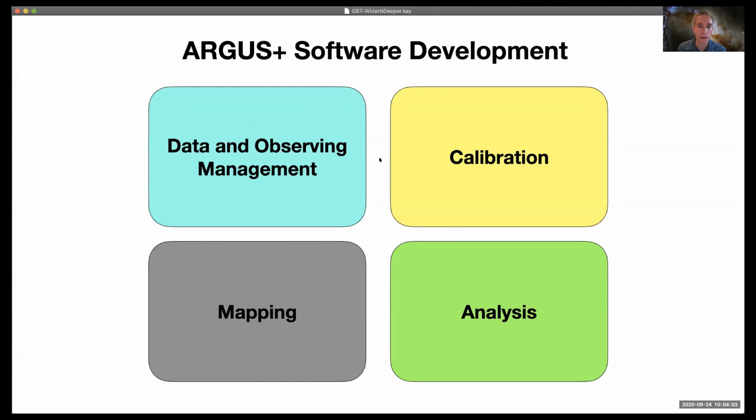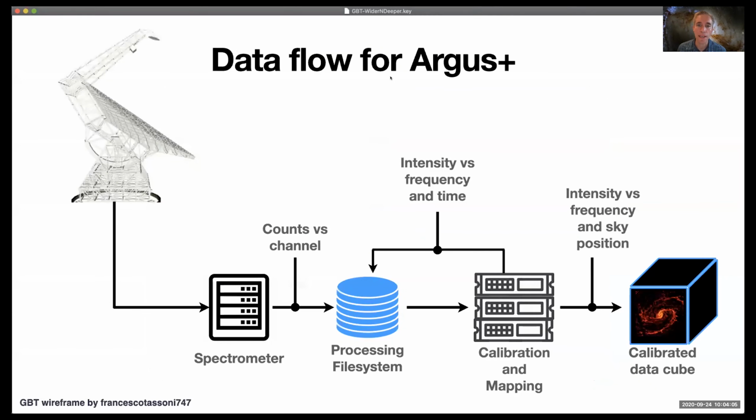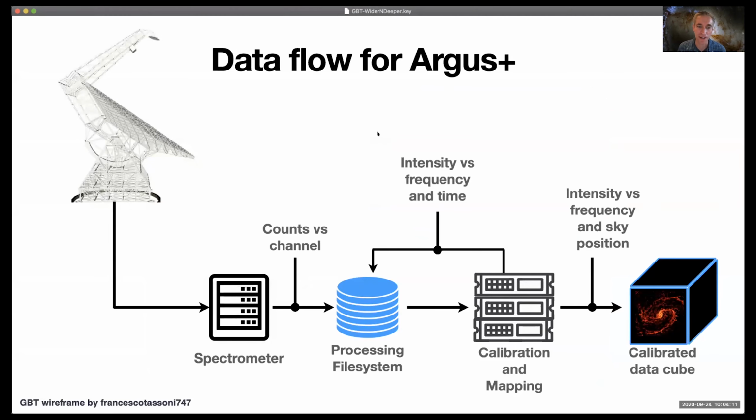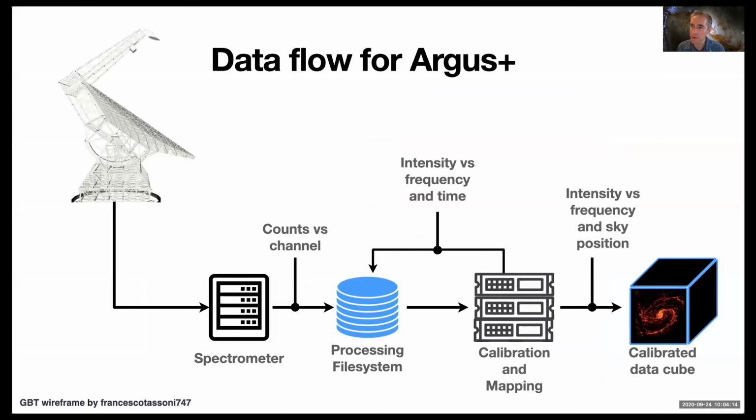So if I think about the data flow for the Argus Plus instrument, largely in the form of a block diagram here, everything we've talked about so far today is in the first stage of this block diagram, really the telescope to the front end to the back end, shown here as the spectrometer. But today I want to talk a bit about how we're going to go from that spectrometer into the calibrated data cubes that we're going to be using for science.